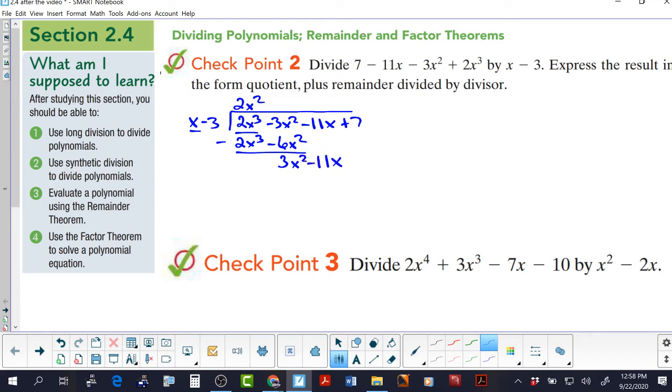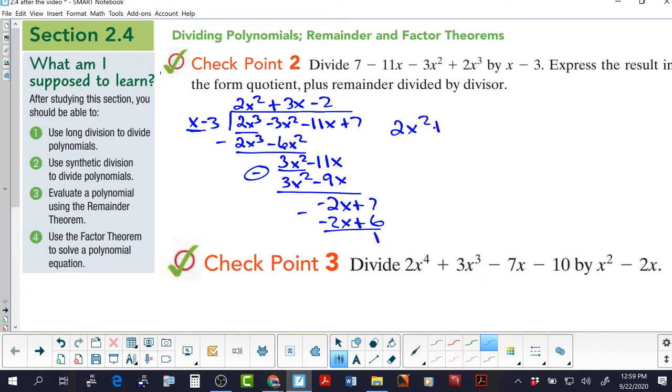And what do we take times x to get 3x squared? We multiply times 3x. So we have 3x squared minus 9x, always subtract. Negative 11 minus negative 9 is negative 2. So we're going to multiply by negative 2 to get negative 2x plus 6. Subtract, and we have a remainder of 1. So the answer is 2x squared plus 3x minus 2 plus 1 divided by x minus 3.